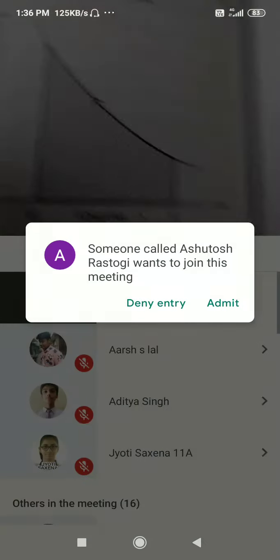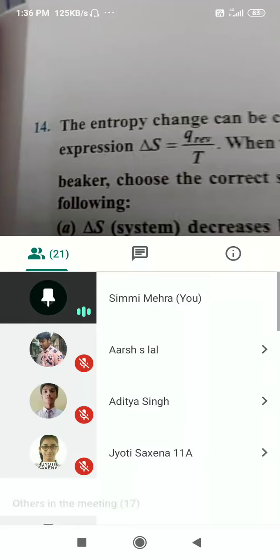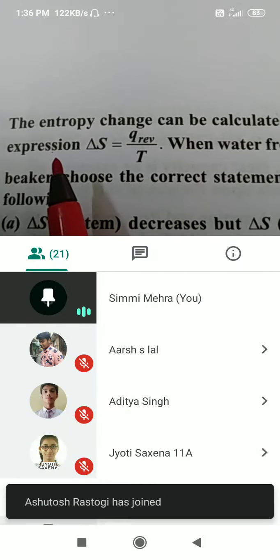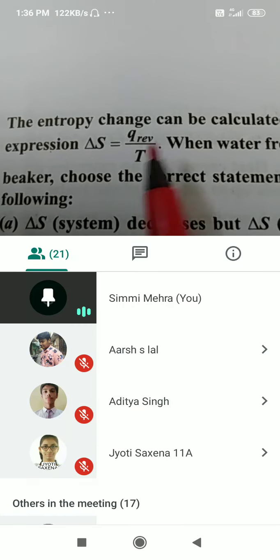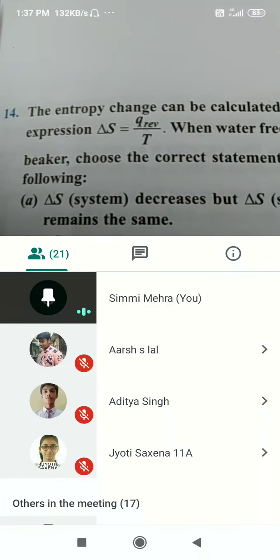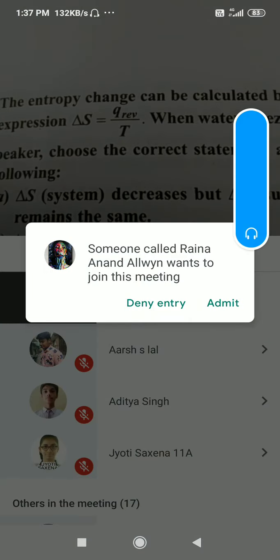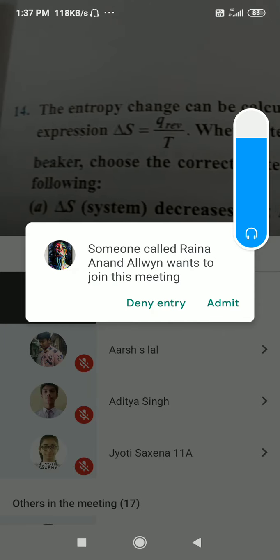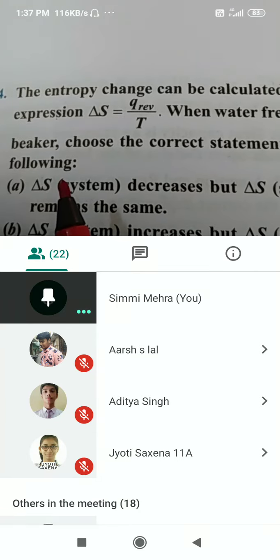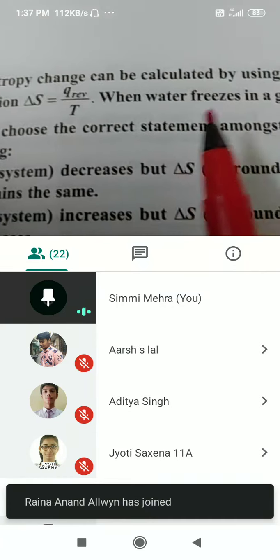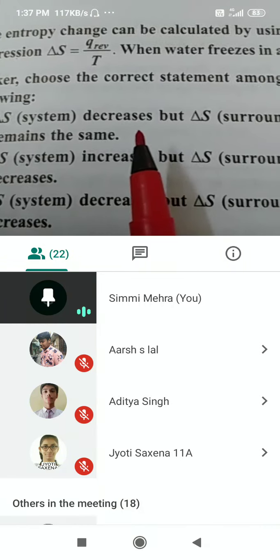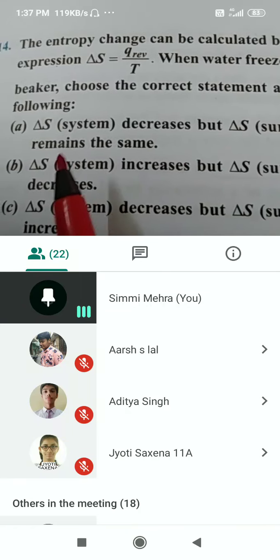Now, next question. The entropy change can be calculated by using the expression delta S is equal to Q reversible upon T. When water freezes in a glass beaker, choose the correct statement among the following. This is how you calculate delta S, and here water is freezing. Delta S of the system decreases, but delta S of the surrounding remains the same.